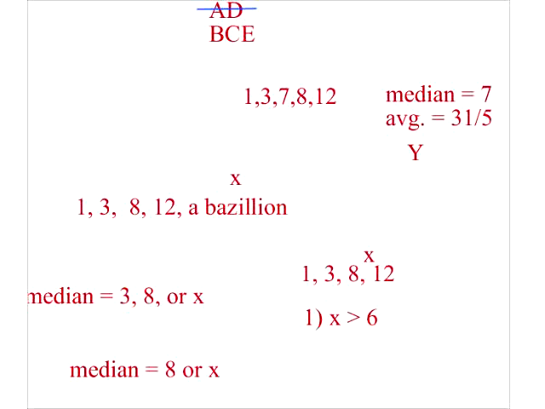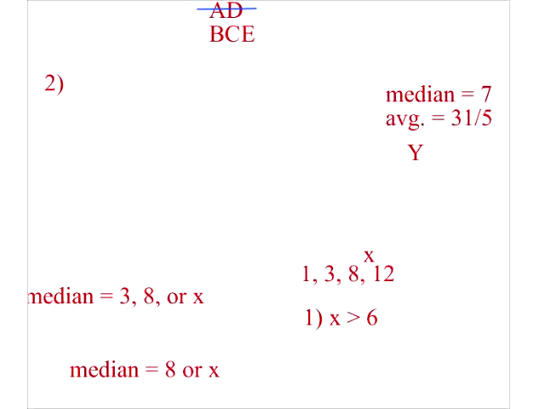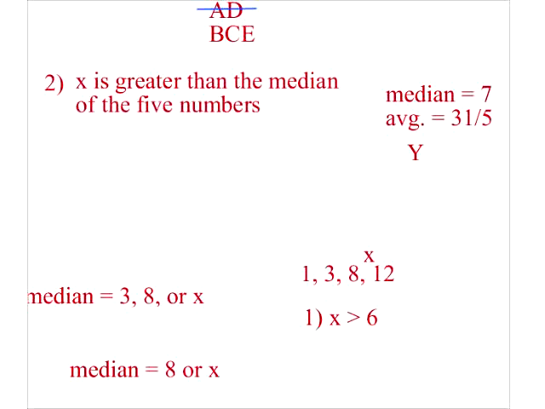So does anyone remember what statement 2 said? That's really what we're missing. Go for it, John. Statement 2 says x is greater than the median of the 5 numbers. Terrific.